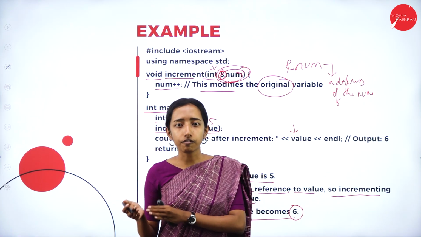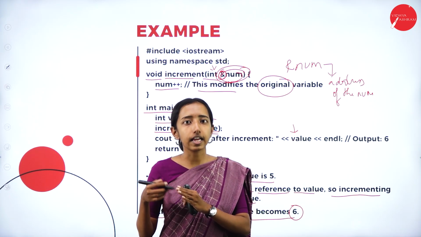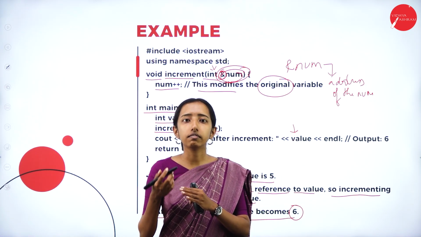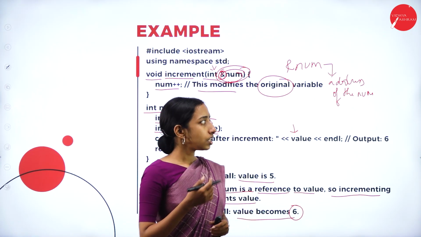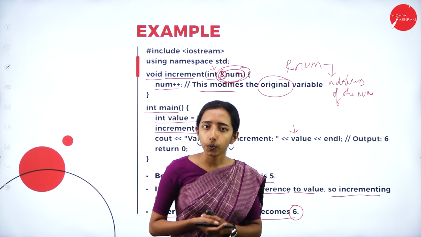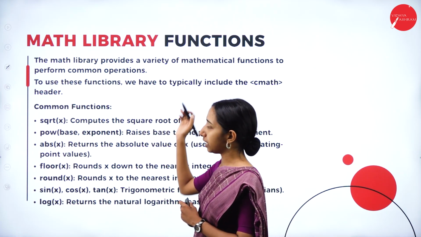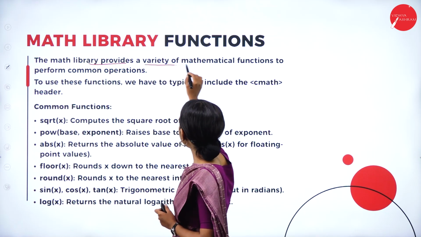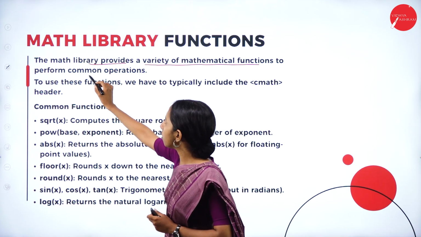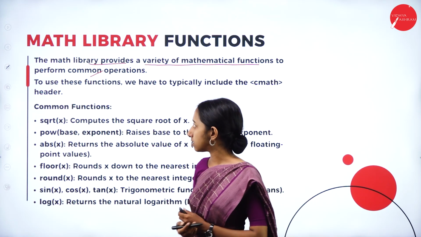But in the call by reference, it passes the original actual argument, that is the address, and also the value gets changed. So this was a call by value and a call by reference. Next we are having math library functions. The math library provides a variety of mathematical functions to perform common mathematical operations.